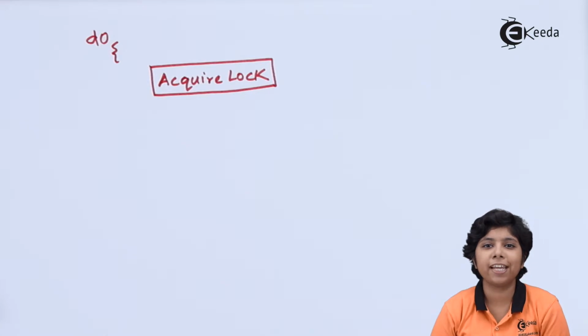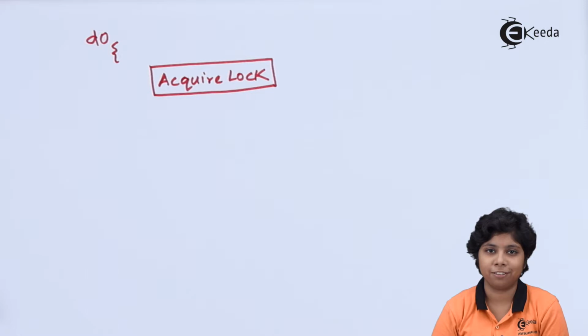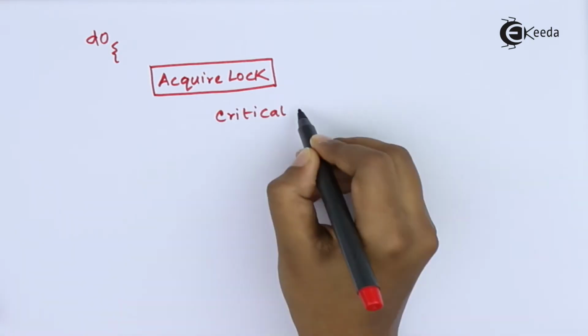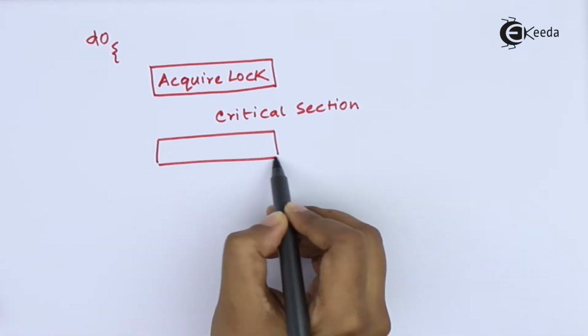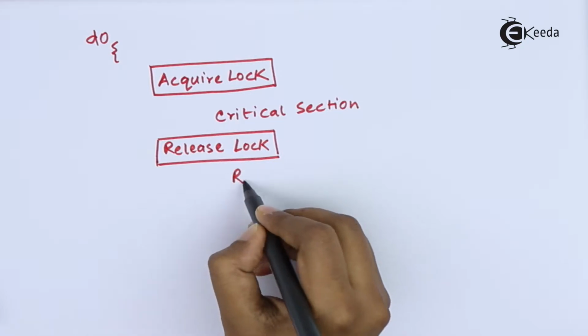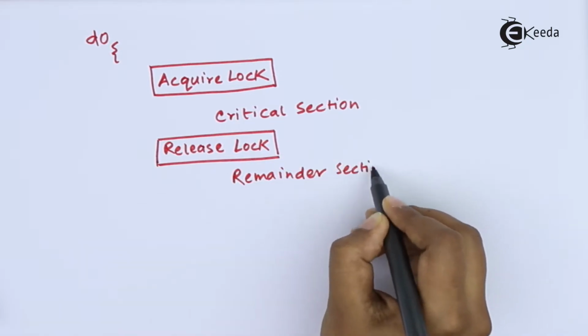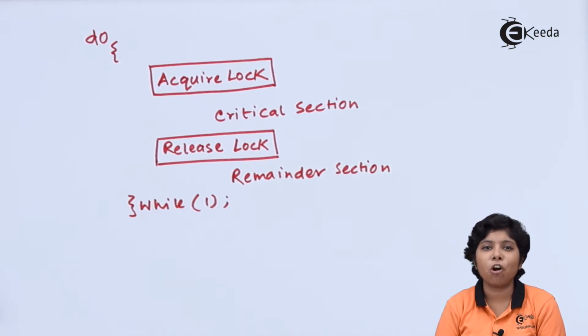Here, acquiring the lock is the entry section, where the process requests permission to enter the critical section. After the critical section is executed, the exit section is performed, followed by the remainder section. So that is the general syntax of the locking mechanism applied to a critical section problem.